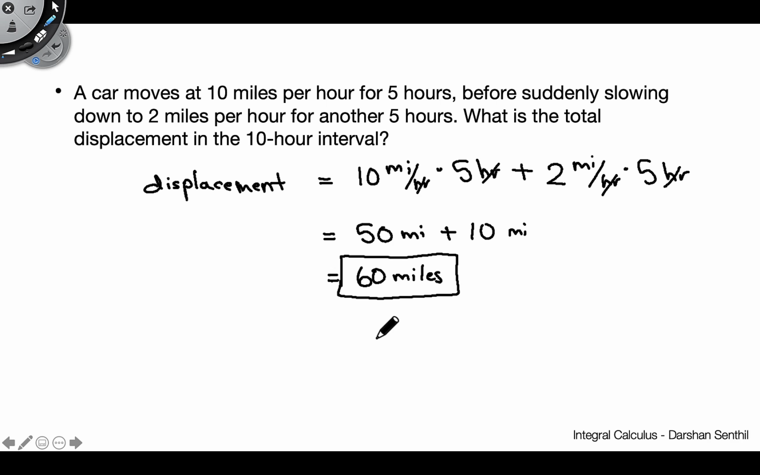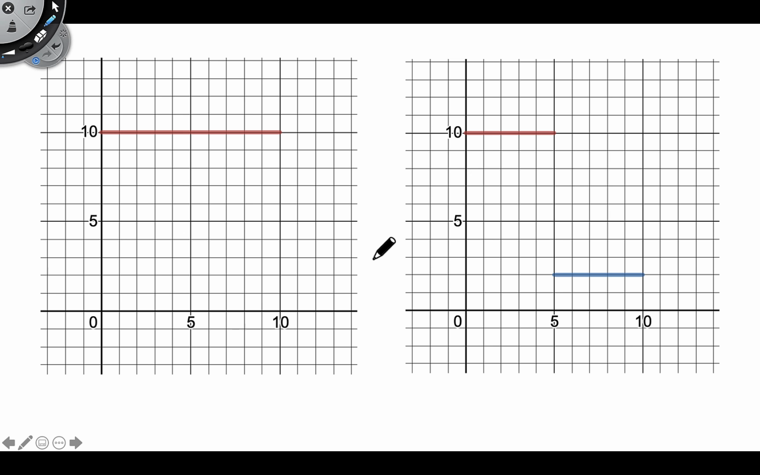All right, so now we're going to do this problem graphically, right? So I've plotted velocity as a function of time for each of the two situations we saw here on these graphs. If we can imagine this to be velocity as a function of time, you can see we're going at a constant 10 miles per hour for this entire 10-hour interval. On this other graph, this represents the second situation we saw. So we're going at 10 miles per hour for 5 hours, and then suddenly we drop down to 2 miles per hour for the remaining 5 hours there.